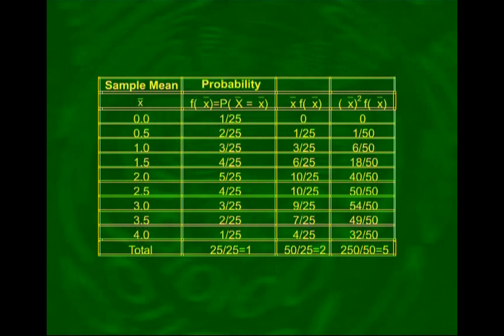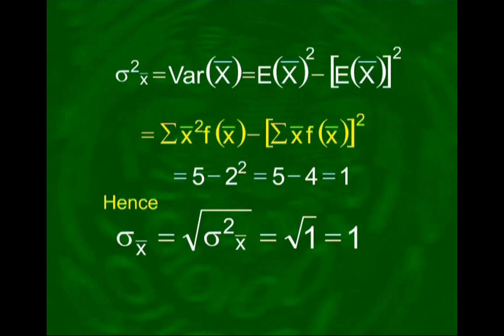and that is equal to 5. Now, substituting these values in the formula of the variance, I obtain the variance of x bar is equal to 5 minus 2 square, and that is equal to 1. When I take the square root of this particular quantity, it is obvious that the standard deviation of the sampling distribution of x bar is also equal to 1.